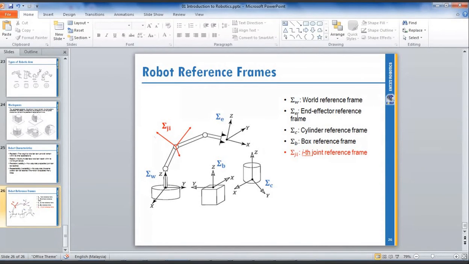E is the end effector reference frame. So for example, we see here Z is vertical. In your end effector reference frame, Z is slightly slanted to the right. That means there is a certain degree of change. That's why the reference frame at your gripper changes from your world reference frame.